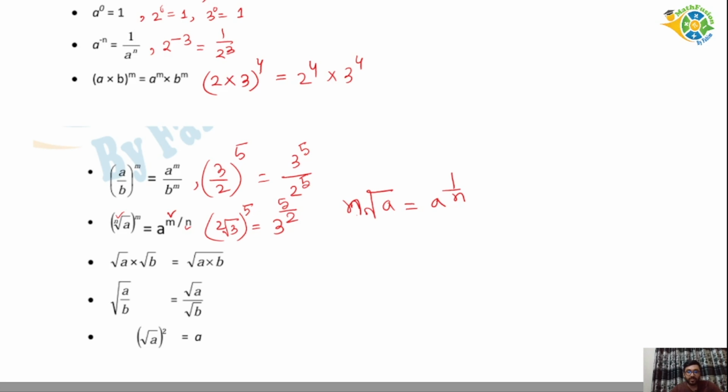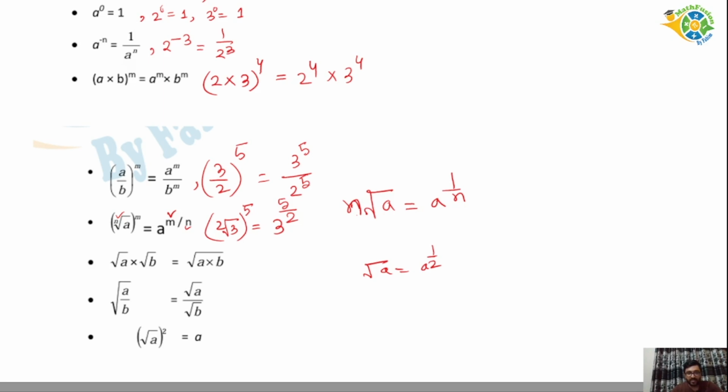Now the root of a into b. Here a and b are two terms and there is a root. Actually, a root is nothing but a power of 1 by 2. So here the root can be taken as common with a into b. So root of a into b can be written as root a into root b. So the root will be distributed to the a and b factors.